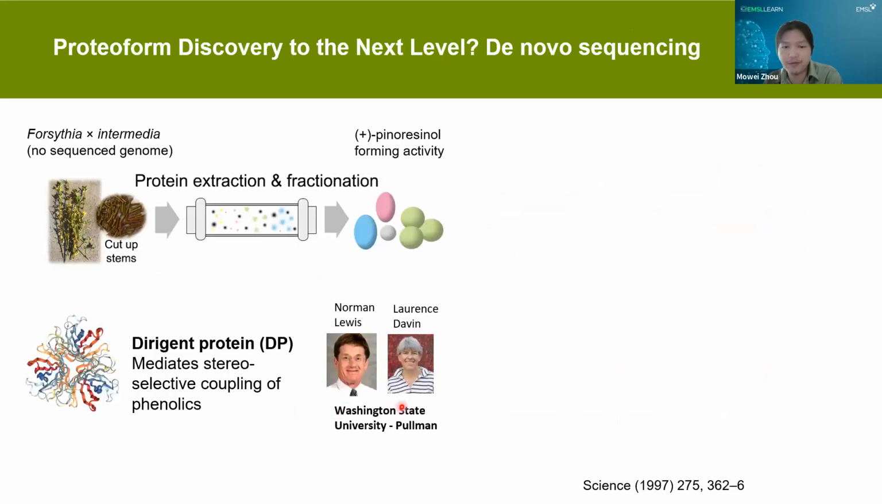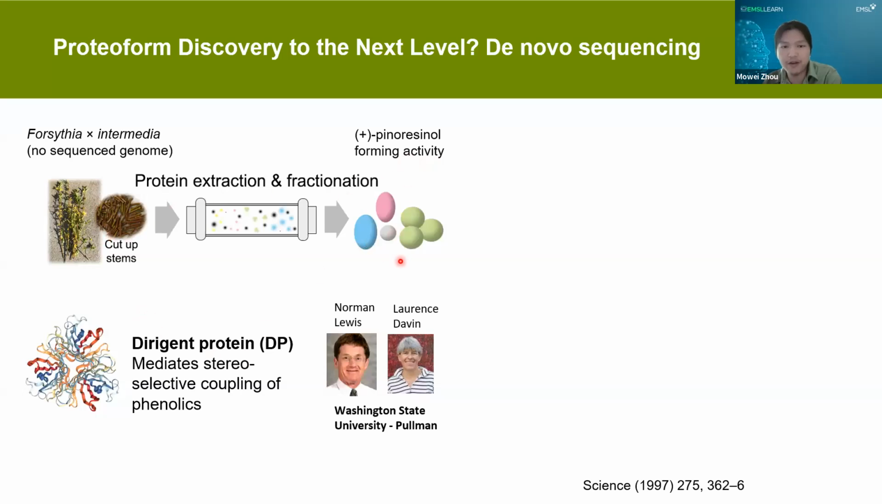So this was one of the projects I got involved with, with Professor Norman Lewis and Dr. Lawrence Davin at Washington State University in Pullman. This is a case they published over 20 years ago. They studied the Forsythia intermedia plant because they have a lot of material they can collect from people's gardens, so it's very easy access material. They were able to purify proteins with a specific activity they were looking for directly from the stems.